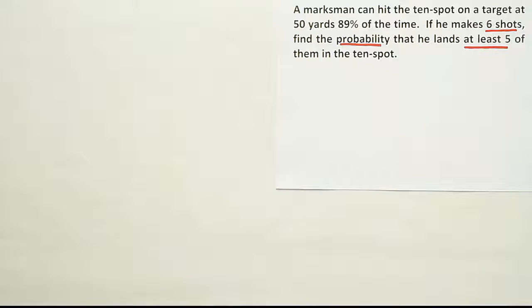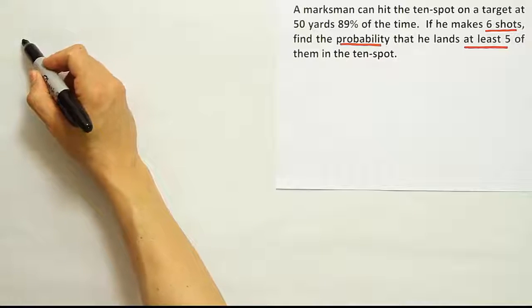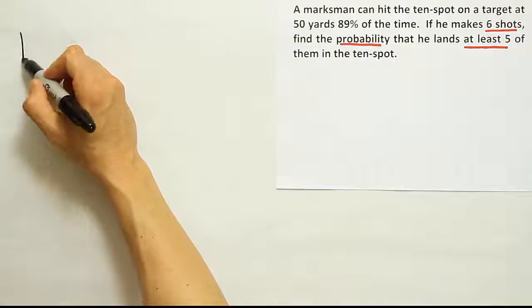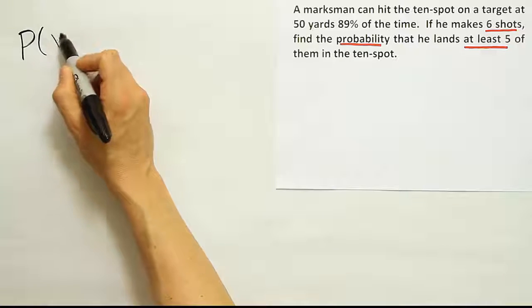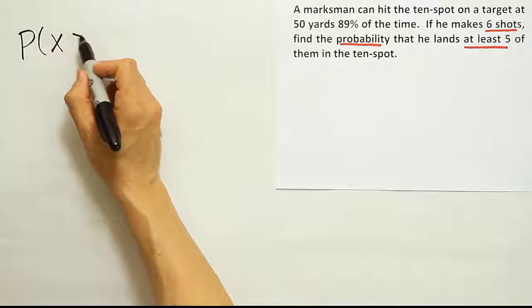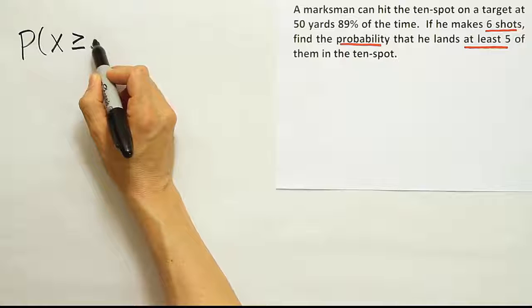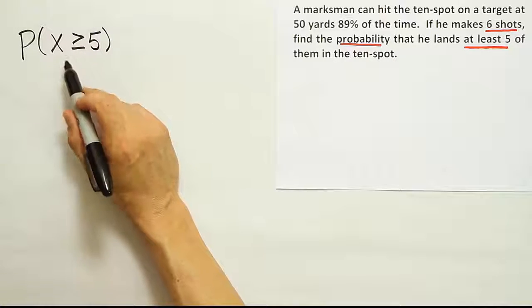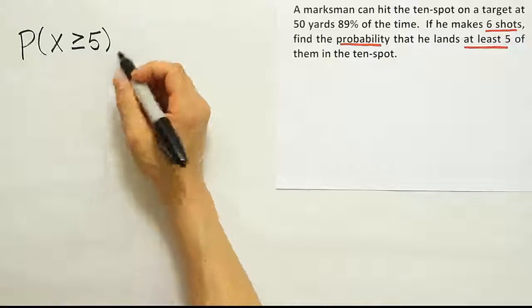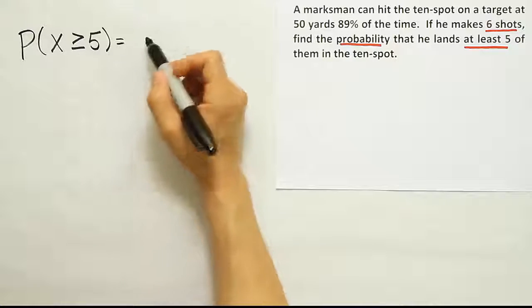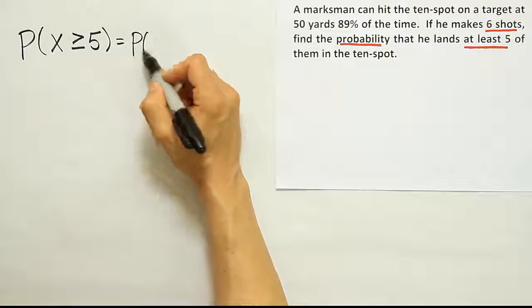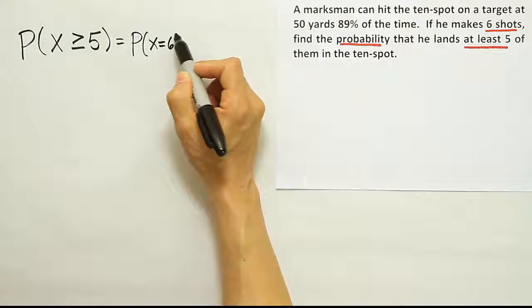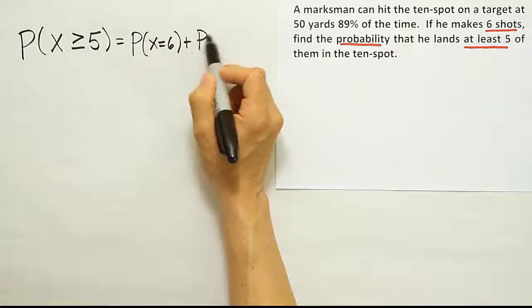So if that's the case, then what we're going to do is work out the following probability. If I say the probability of at least 5, I'm actually thinking of the probability that the number of successes is greater than or equal to 5. Remember, at least 5 means a minimum of 5. It could be higher, right? Now, there's only 6 shots being made, so I think that greater than or equal to 5 means the probability that x is equal to 6 plus the probability that x is equal to 5.